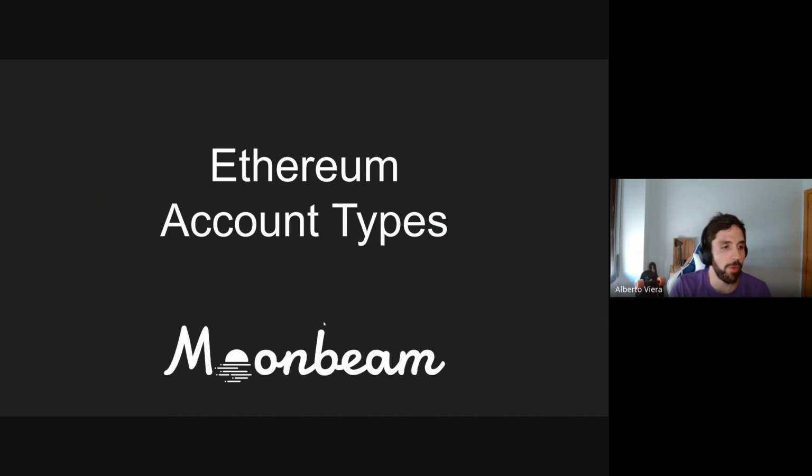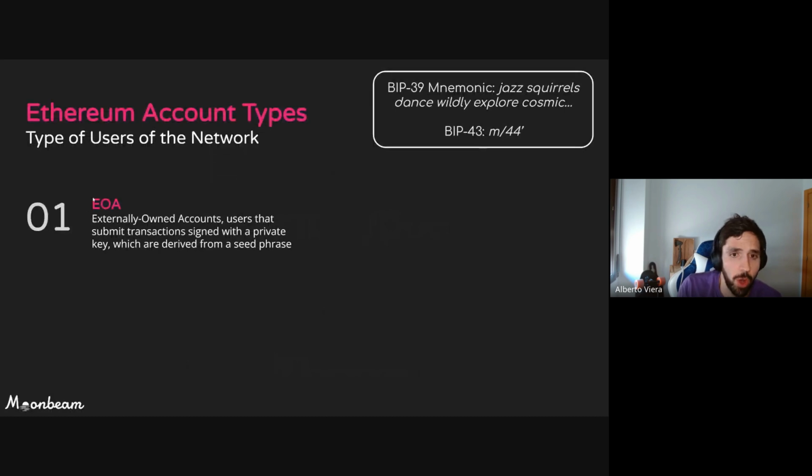In Ethereum, and we're going to focus on Ethereum because I think Ethereum is probably the most popular game stack here, and I represent Moonbeam, which is Ethereum compatible. So I identified basically 3 different kinds of accounts. The first one is known as an EOA. If you don't know what an EOA is, it's an externally owned account. It is a user that submits a transaction signed via a private key.